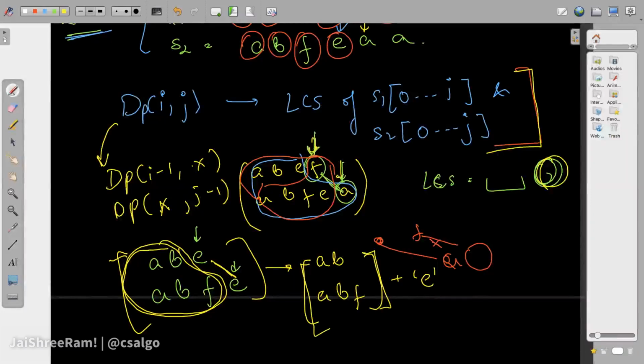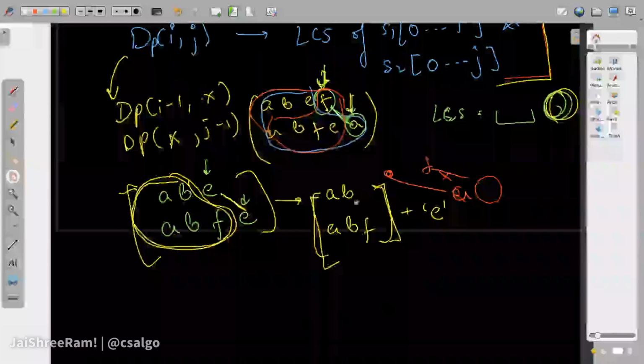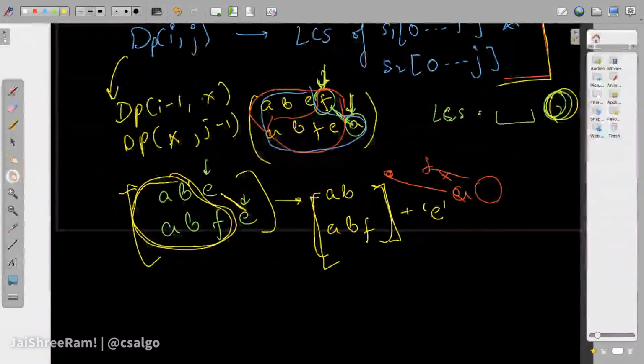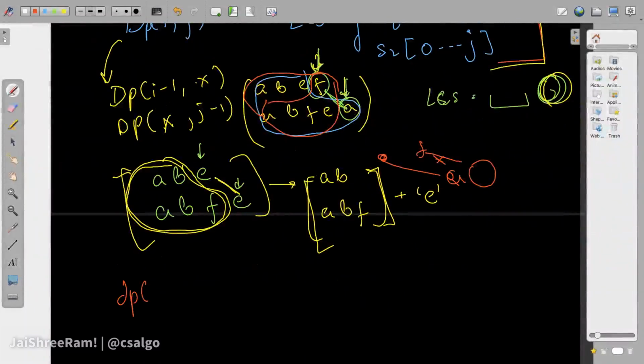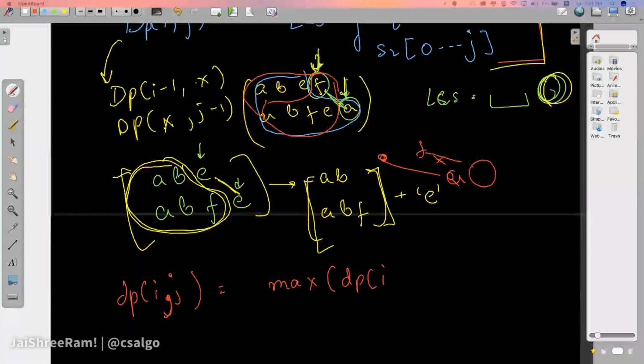So if we think about the length of the DP, that is going to form a recurrence relation: DP of i comma j is equal to, let's say, either max of DP of i minus 1 comma j, just a second.